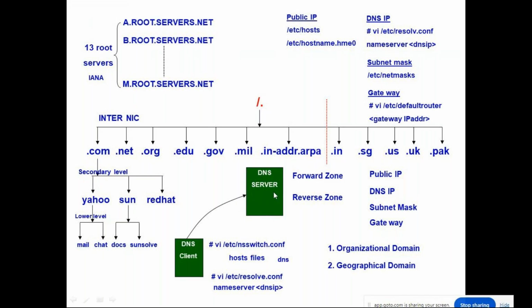If the information is not found in the local DNS server, the DNS server forwards the query to the root server. First it refers to the forward zone file. If not found, then it refers to the root server.